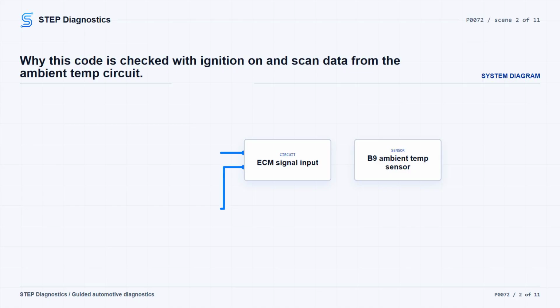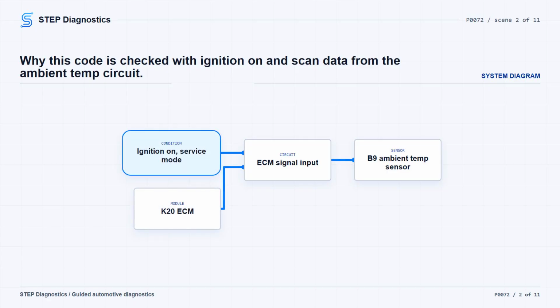For P0072, the setting condition is an ambient air temperature sensor signal greater than 88 degrees Celsius, 190 degrees Fahrenheit. The ECM input circuit has internal resistance connected to 5 volts, so the diagnostic logic is built around proving whether the sensor circuit, the low reference, or the control module side is driving the scan data wrong.